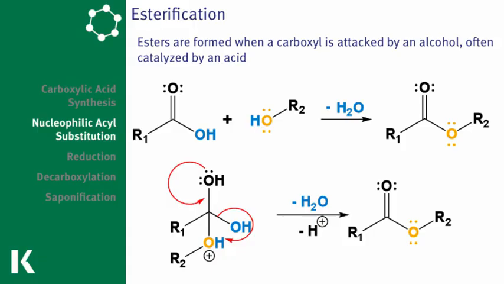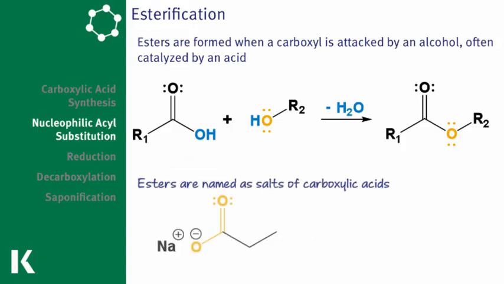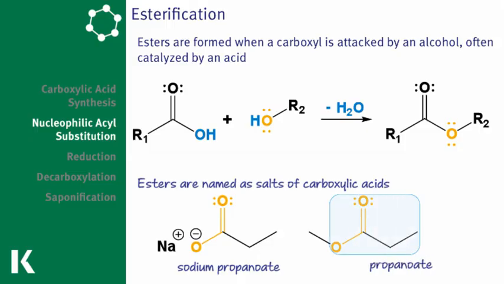As far as nomenclature goes, esters are named as if they were the salts of their carboxylic acid precursors. This just means you drop the IC ending and replace it with ATE. For the example molecule on the right at the bottom of the screen, the parent chain is named propanoate, and the lower priority methyl substituent is added to the front.